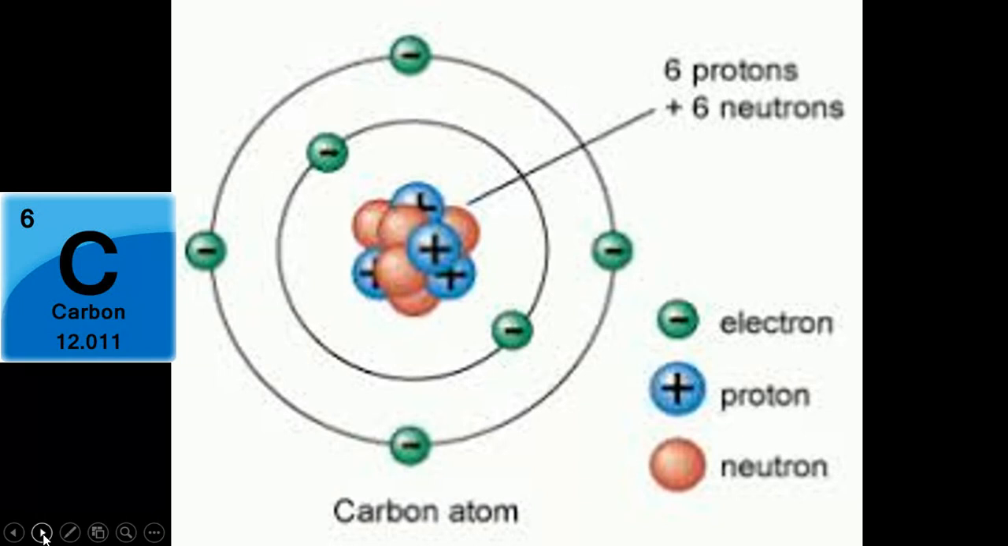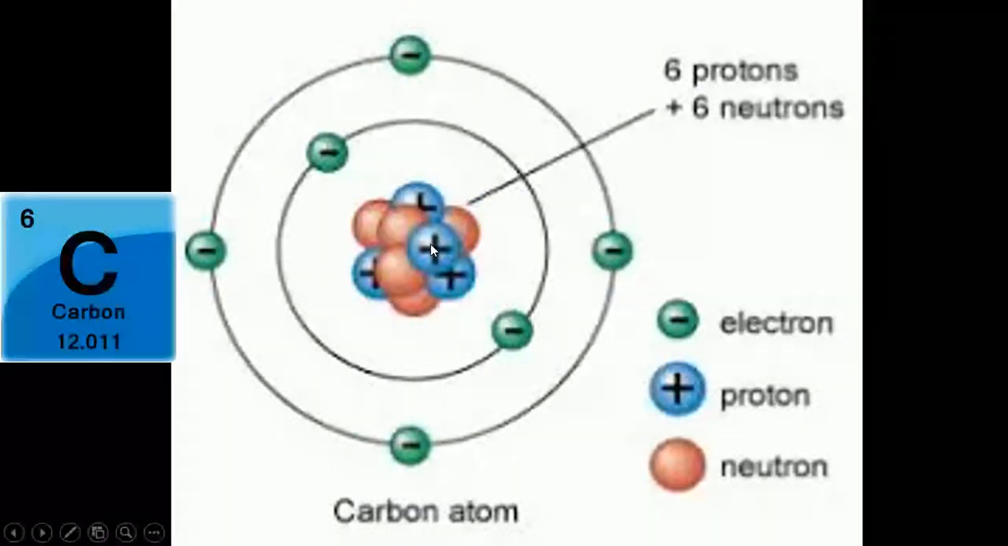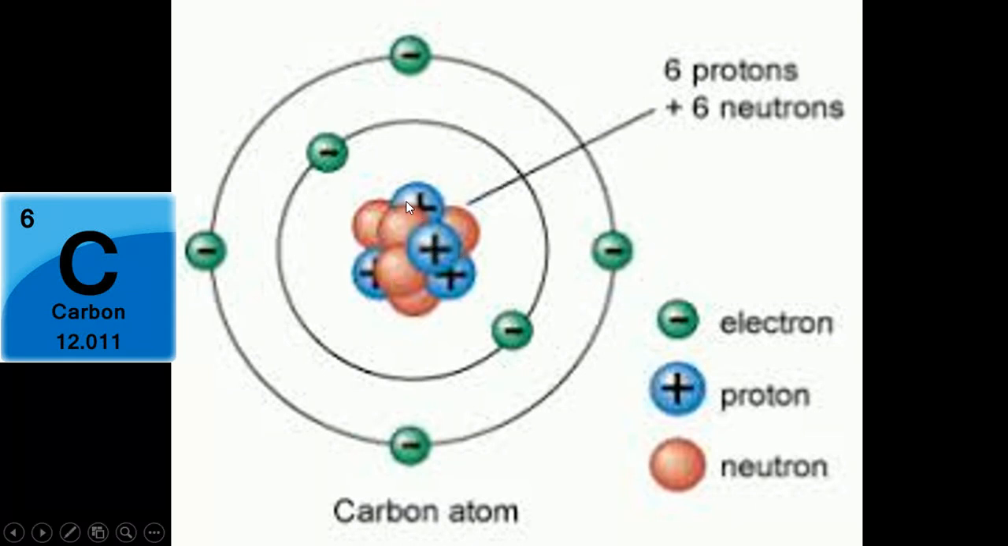Now here is carbon, and you can't see all of the carbon protons. This is just another way to show an atomic diagram. Not all of the protons are showing, but we have 6 protons and 6 electrons, because in an unreacted atom, protons and electrons are equal to each other.